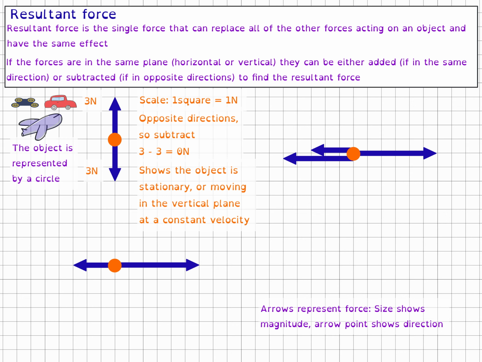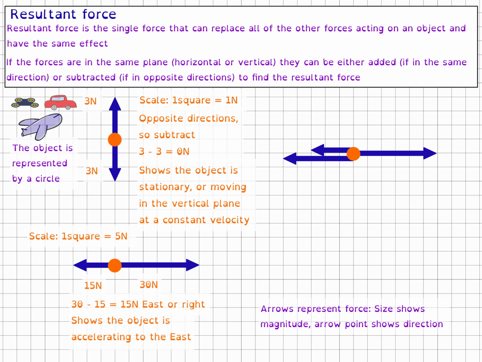In this next example, 1 square is 5 newtons. So our arrow towards the left is 3 squares long, which makes it 15 newtons, and our arrow towards the right is 6 squares long, which makes it 30 newtons. They're in opposite directions, so we subtract. So 30 minus 15 gives us 15 newtons to the east or right. This shows the object is accelerating to the east.